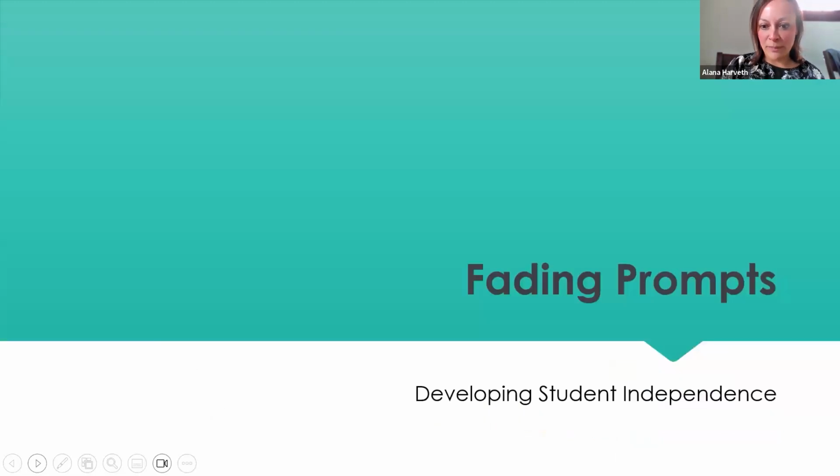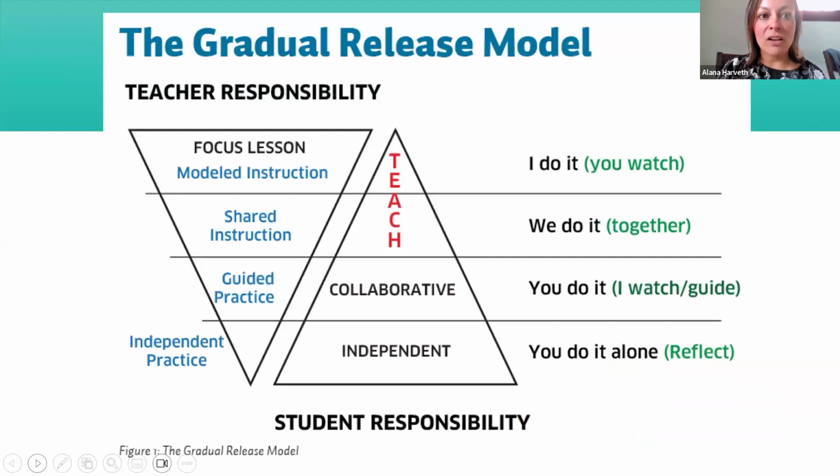And then we're going to fade our prompts. So we're going to develop student independence. We're going to talk about what fading prompts are. And thank you guys for using that chat. Please keep using that chat. So this is a gradual release model. Thumbs up or thumbs down if you've heard of this before. In my school, we talked about I do, we do, you do. If you guys have heard of this before.